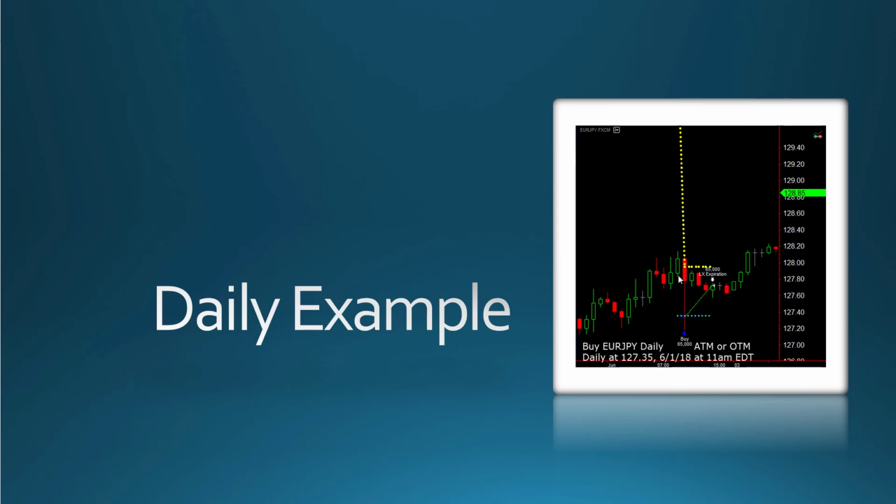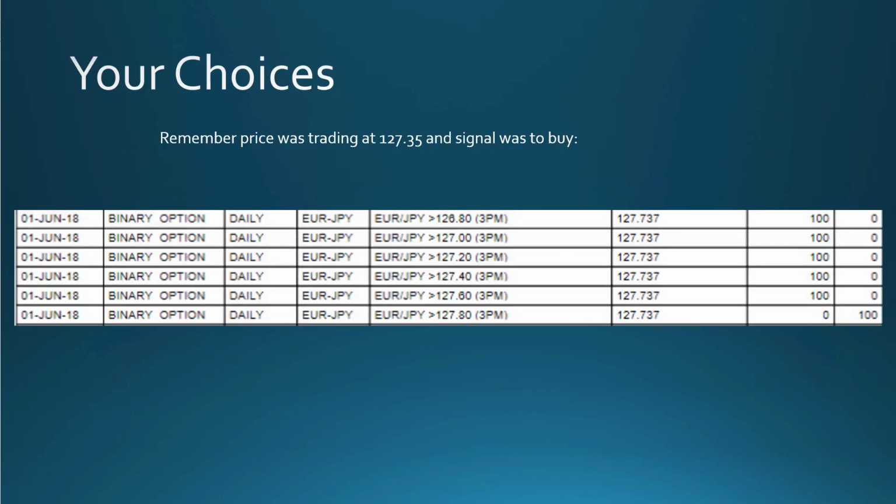Now, here's a daily example. The euro yen had a signal on it, either at the money or out of the money. It was a daily June 1st at 11 a.m., okay? This is where it told us to buy 127.35, okay? Right here, when it made that low, that's where the signal issued and said you need to buy this particular binary.